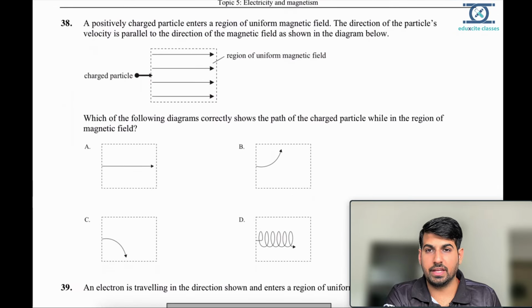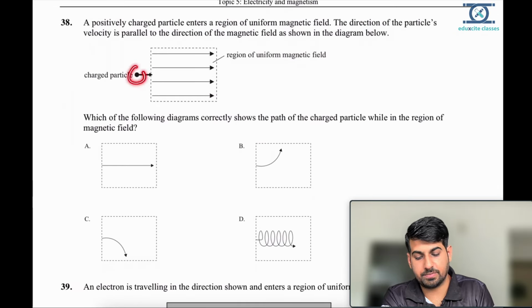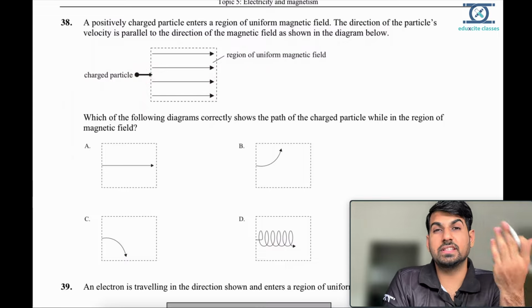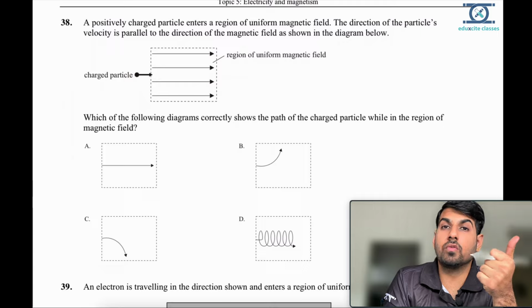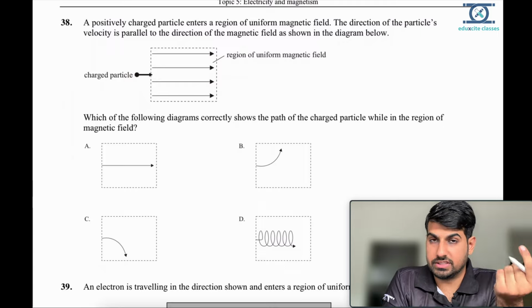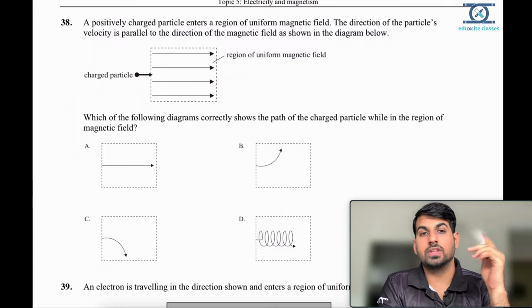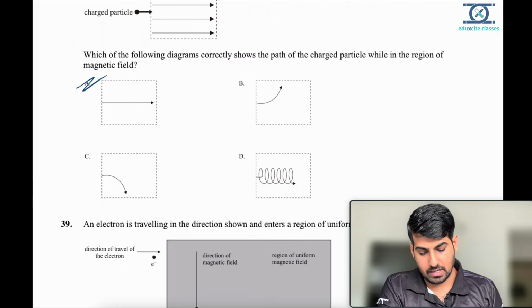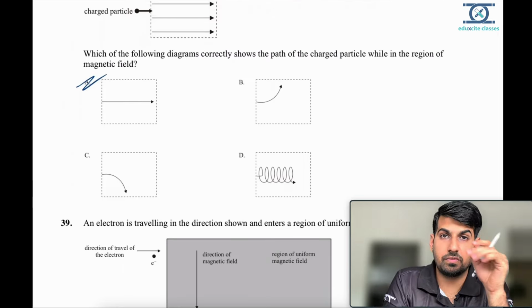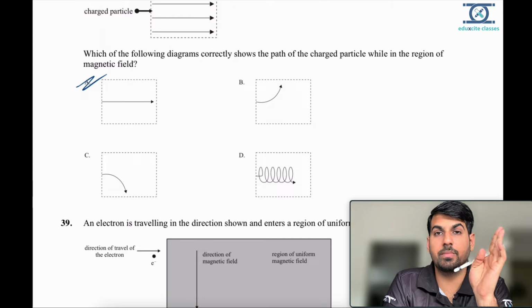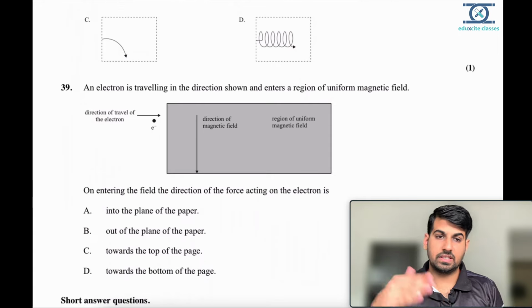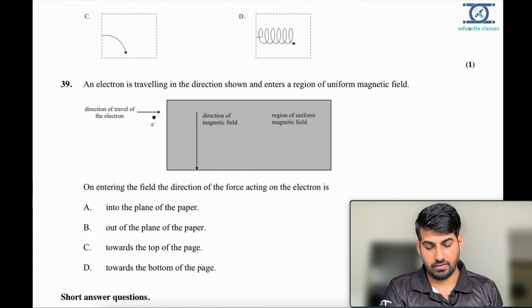Question number 38. Now if you look, the charged particle is moving in the direction of the magnetic field. So if it is in the direction of the magnetic field, there will be no force exerted on the charged particle. So it will move without any deviation. Option A is the right answer. It will only experience a force if it has a certain angle with the magnetic field. Otherwise there will be no force exerted, so it will pass without any deviation.